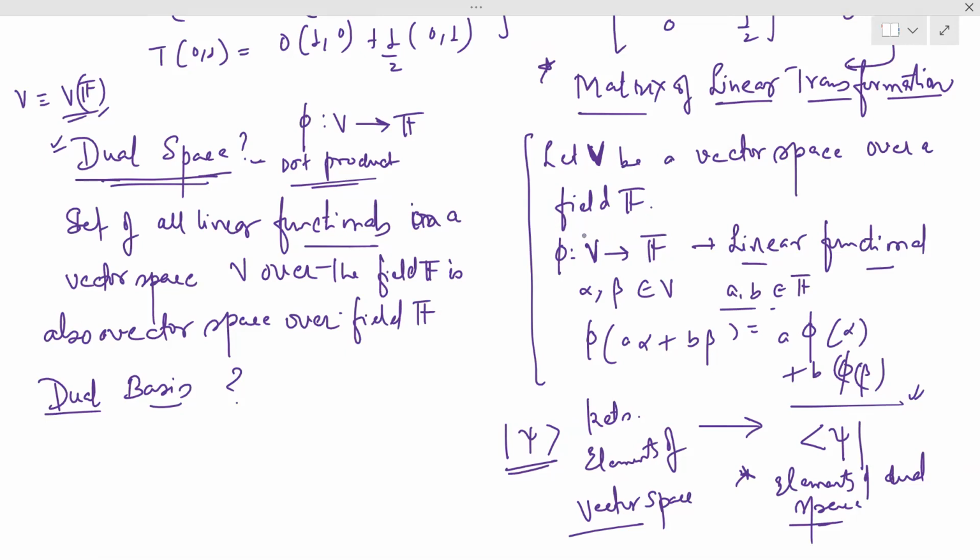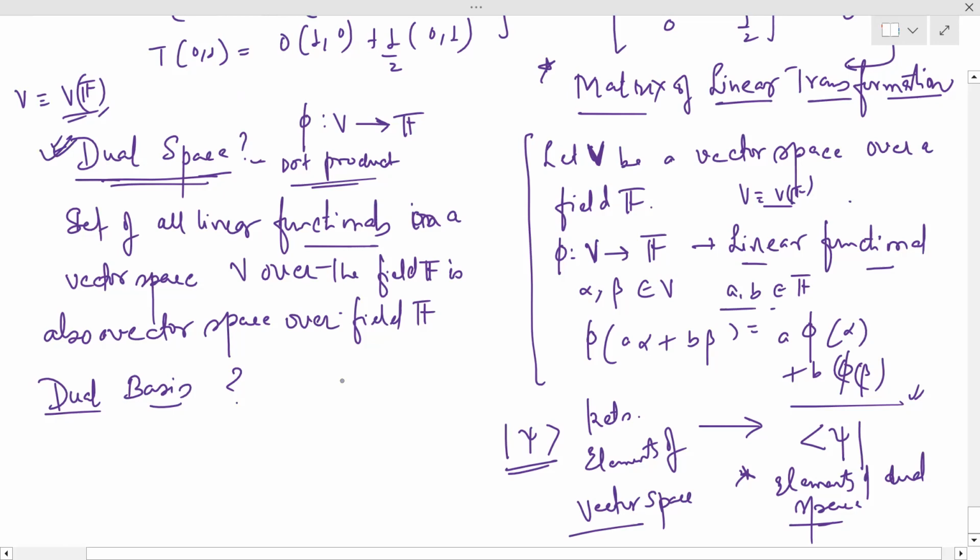What is field F? Whenever you define a vector space, you need a field, right? So this V is a vector space over field F. Now, if I define a map from V to F, this is called a linear functional. And the set of all linear functionals on a vector space over field F is also a vector space over field F. So this dual space itself is a vector space.